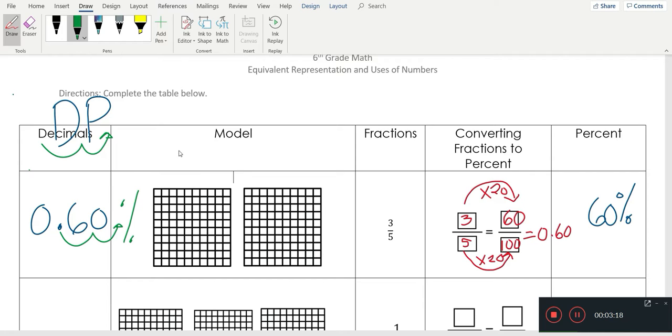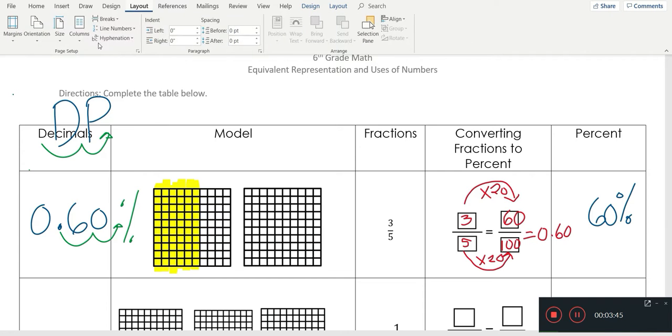Of course, since you know already that there are 60 out of 100 for 3/5, you're just going to shade this 60. 10, 20, 30, 40, 50, and 60. Okay? So that's how you're going to answer this first example. Alright, let's now move to the next one.